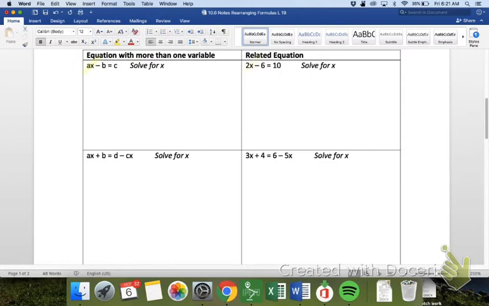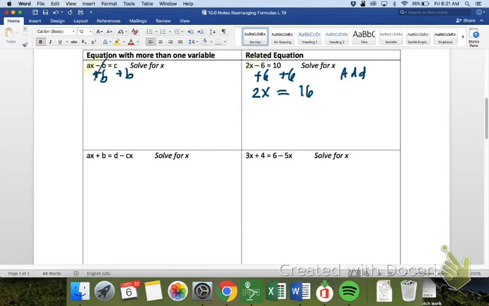Okay, so if we first look at the related equation, 2x minus 6 is equal to 10. The first thing we're going to do here is add the 6 over to the other side, right? So we add. Well, then I would have 2x is equal to 16, right? So now I'm going to go over to my equation with more than one variable and think about doing the exact same first step. So instead of adding 6 to both sides, in this one I'm going to add b to both sides to get the b over to the other side.